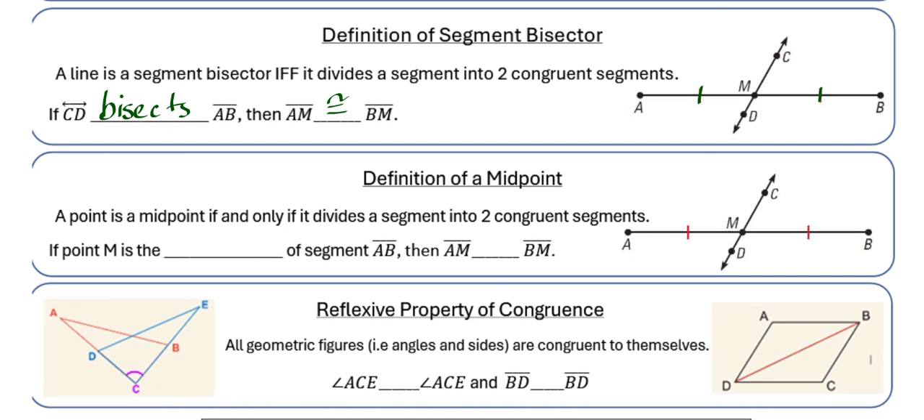Last one's really similar to a segment bisector. It's called a midpoint. The definition of a midpoint is really similar because it's actually the exact same, except it's not a line, it's a point. A point is a midpoint if and only if it divides a segment into two congruent segments. So M is a midpoint because it splits AB directly into those two congruent segments.